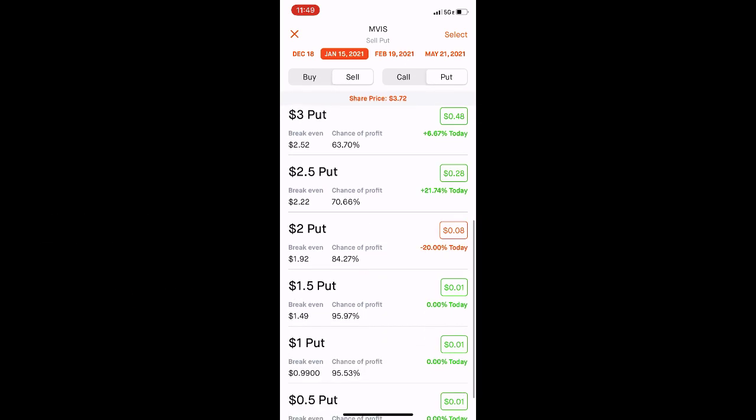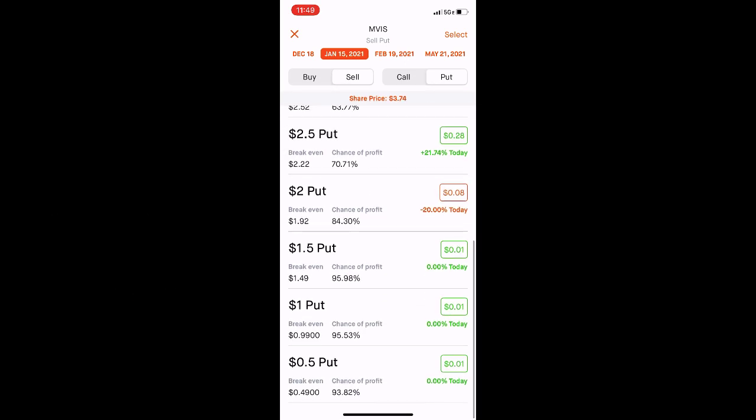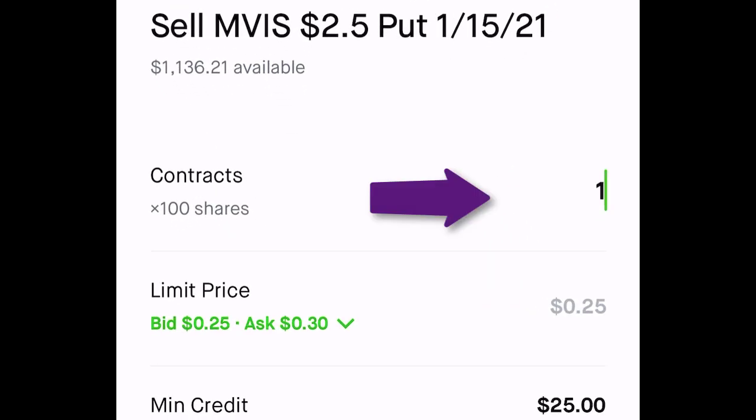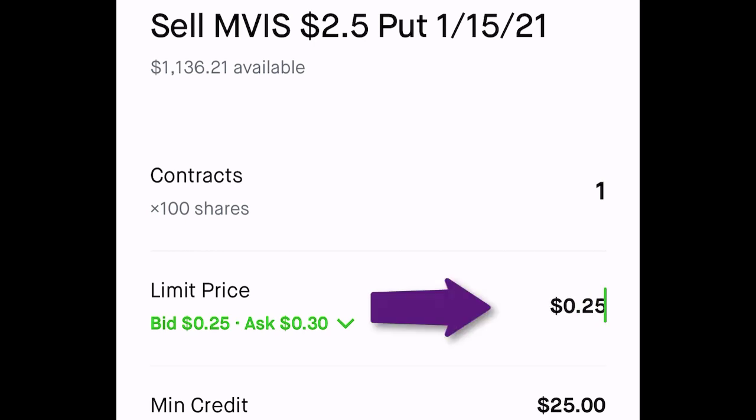Next, I'm going to specify the $2.50 strike price. And then I'm going to finalize my order. I'm going to be selling one contract. And I'm going to set the limit price to 25 cents per share.